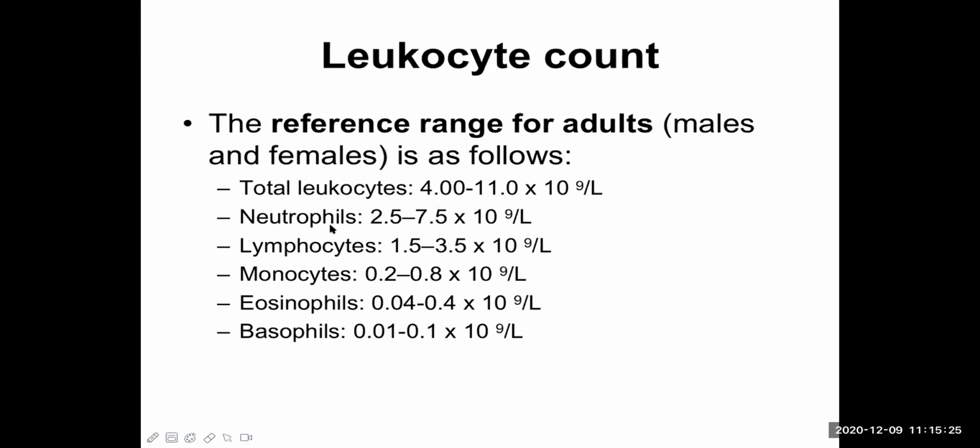This is the neutrophil number. This is the lymphocyte number. This is monocyte number. This is your eosinophil, and this is basophil.